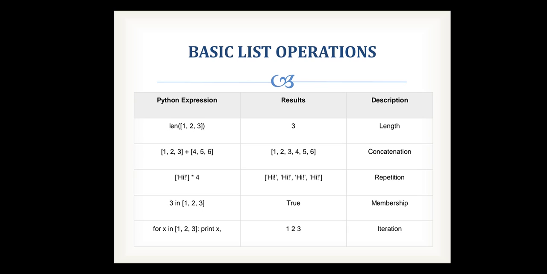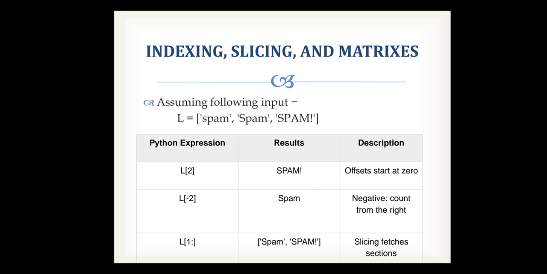Okay, if you want to iterate over a list, you have to use a loop. So here is the example: for x in [1, 2, 3]. You have specified the list, and then you print x. It will directly print the elements on each iteration, so it will print 1, 2 and 3. Okay, then next, indexing, slicing and matrices.